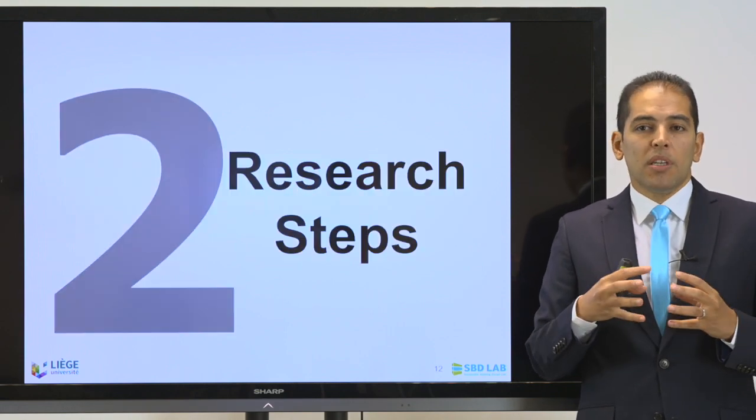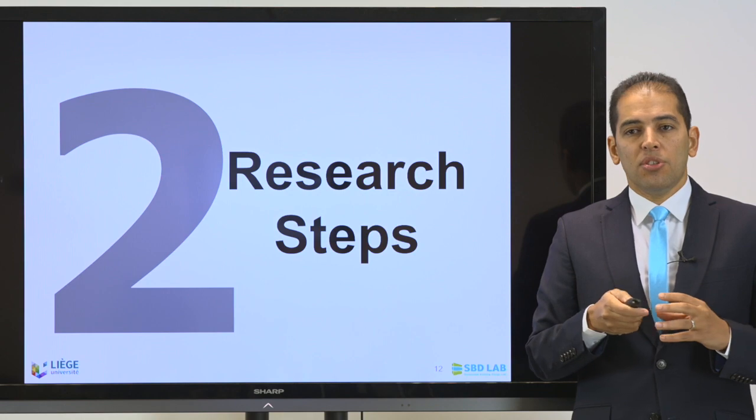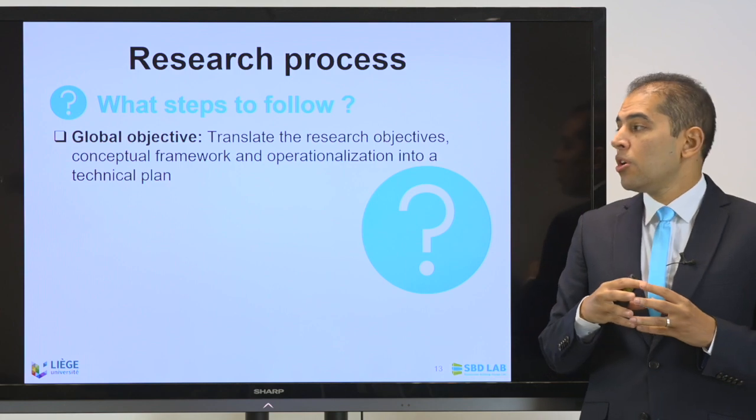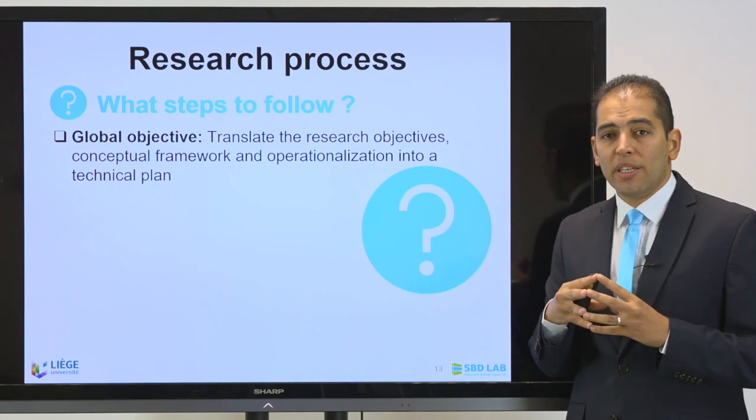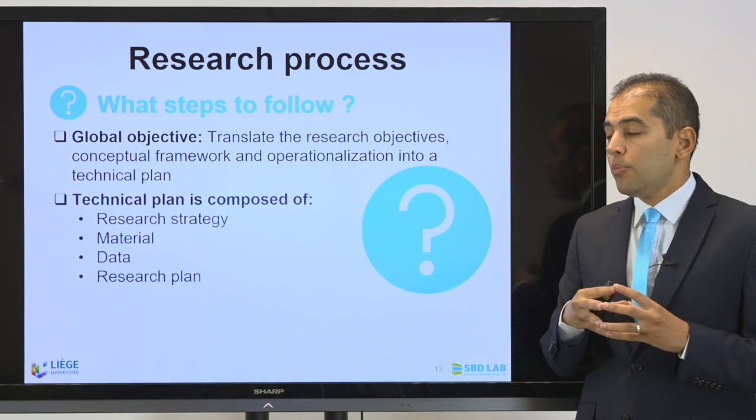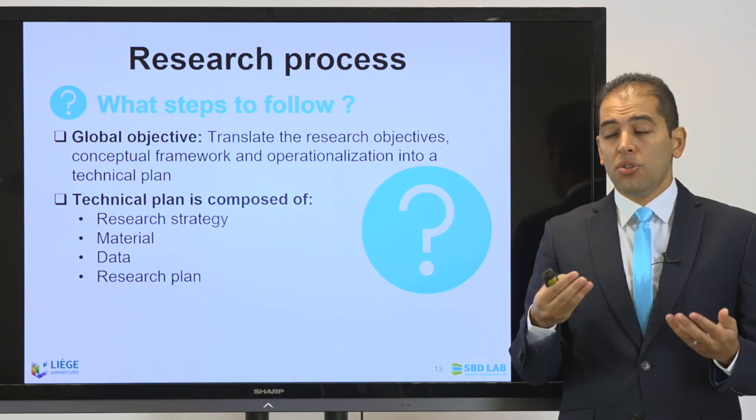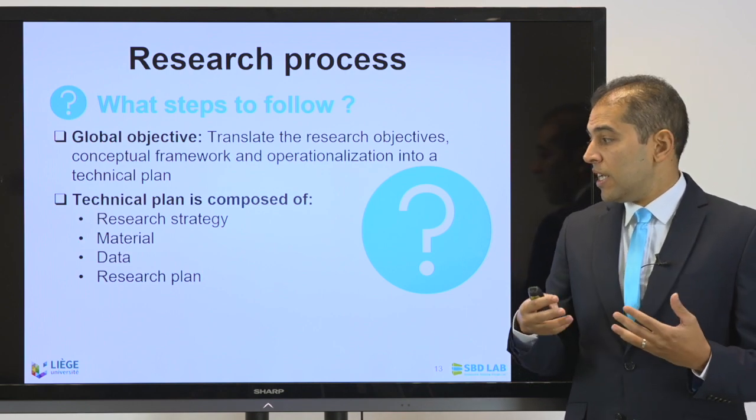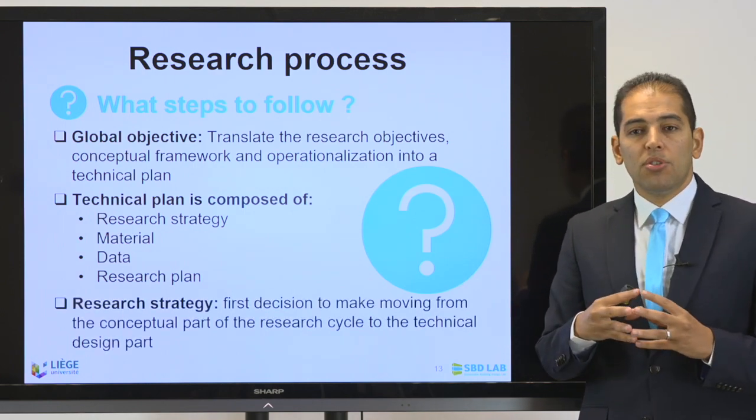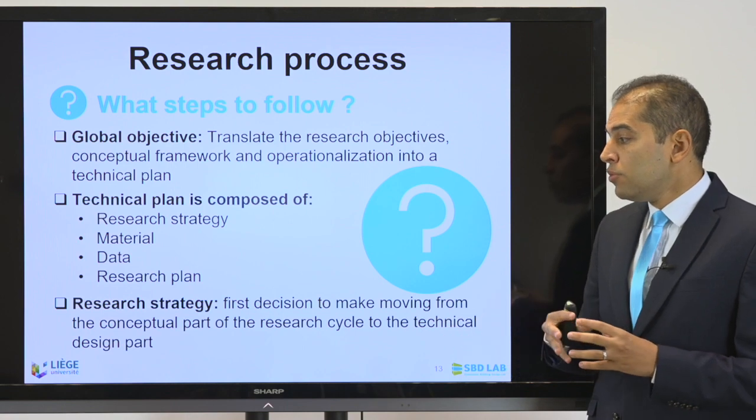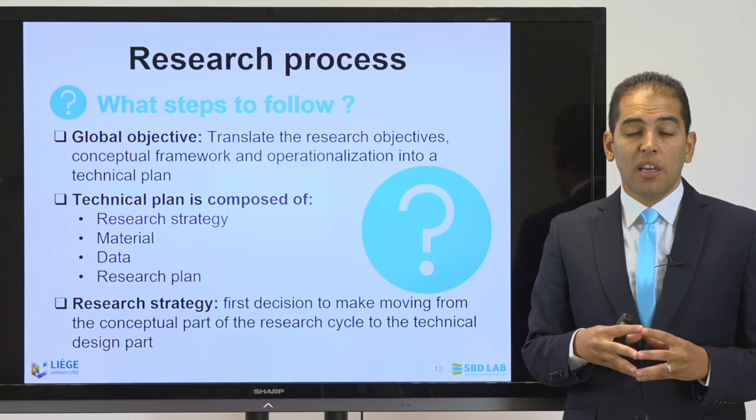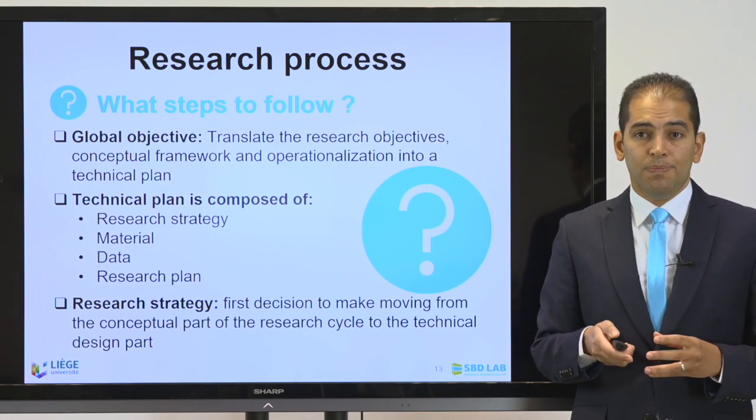Now, what are the steps I take when I conduct my research design? Research design includes the research steps, and here we are talking about the global objective of translating the research objective and conceptual framework and operationalizing it into a technical plan. You need to come up with a technical plan that is composed of a research strategy, material, data, and research plan. This is all titled research design. The research strategy is the first decision that moves you from the conceptual part of the research cycle to the technical design part of your research cycle.